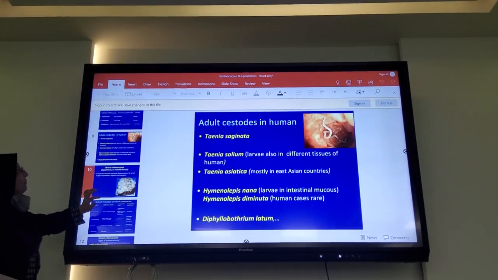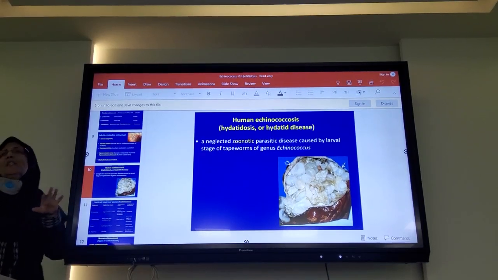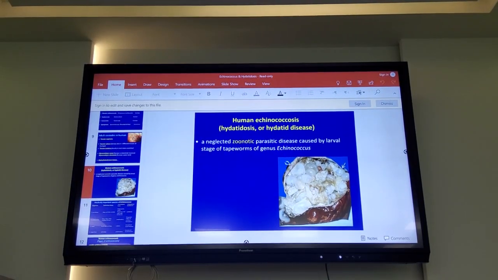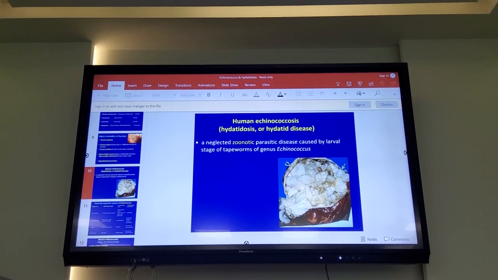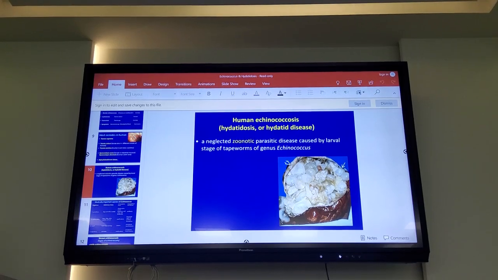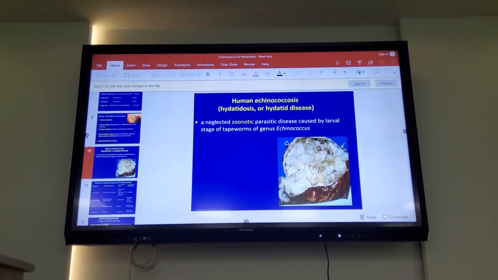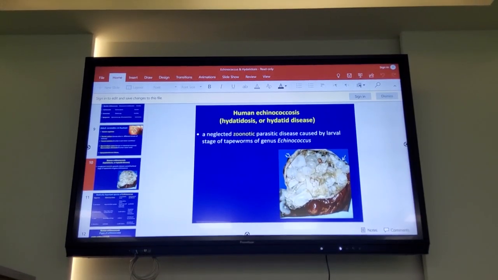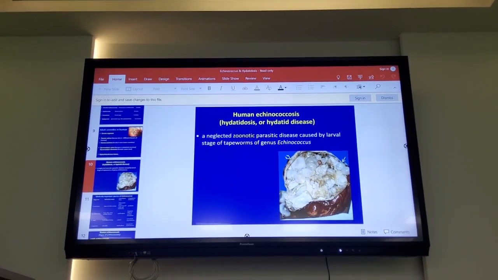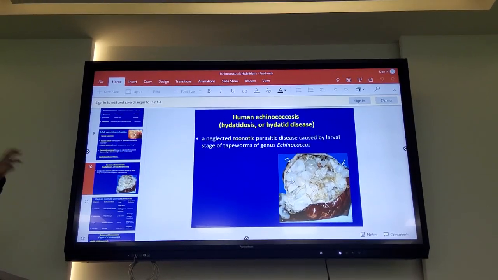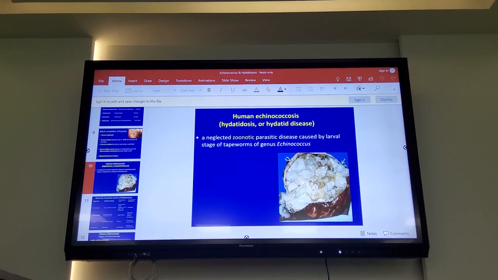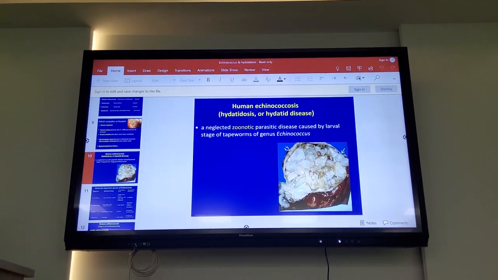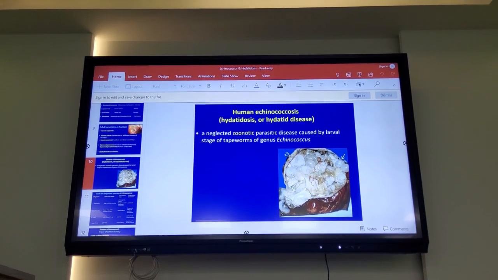The first one, Echinococcus granulosus, is one of the most important helminthic diseases of humans. They have widespread distribution in all continents. It is very important because it may lead even to the death of the human. So this is a zoonotic parasite which is important in all the continents. We have this problem in your country, Iraq, in Iran, our neighboring countries.